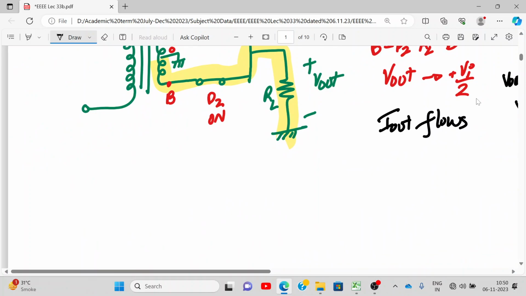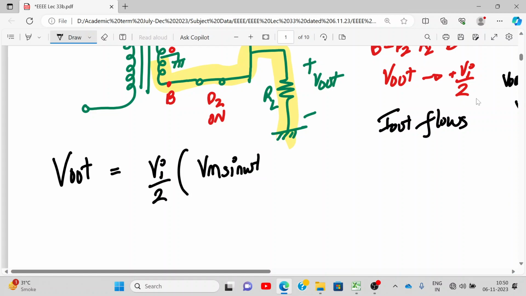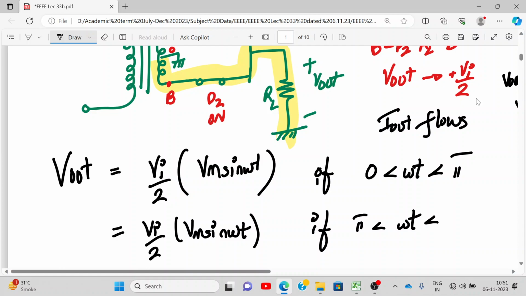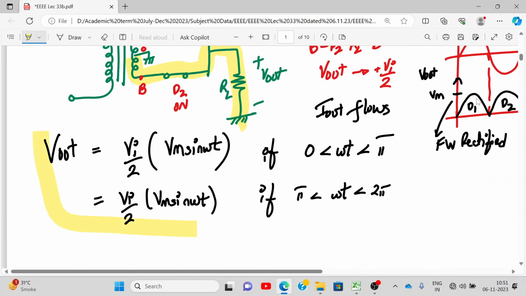Now write down this equation. V out is equal to Vi by 2, that is Vm sin omega t, if omega t is going from 0 to pi, and it is again Vi by 2, that is Vm sin omega t, if omega t is going from pi to 2 pi. This equation will help you to calculate the analytical values. Alright, let's call this equation number 1.